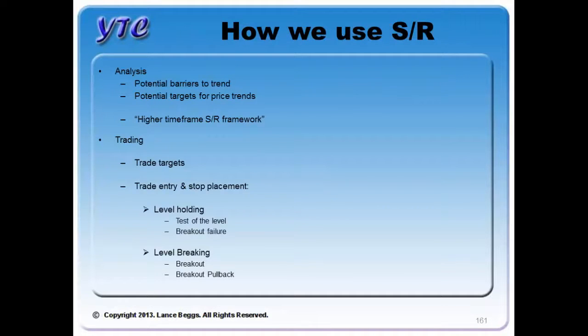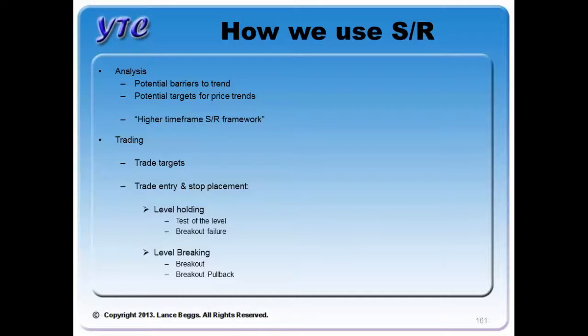We discussed the way that support and resistance are used within our analysis to provide potential barriers to our trading timeframe trends and potential analysis targets should price break a level, essentially setting up a higher timeframe SR structure within which we trade our trading timeframe trend. And for trading itself, we discussed the fact that they can provide a good method of targets for taking profits in our trades, as well as great locations for entering trades and positioning stops.